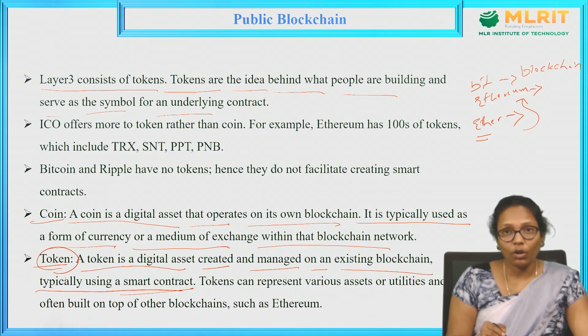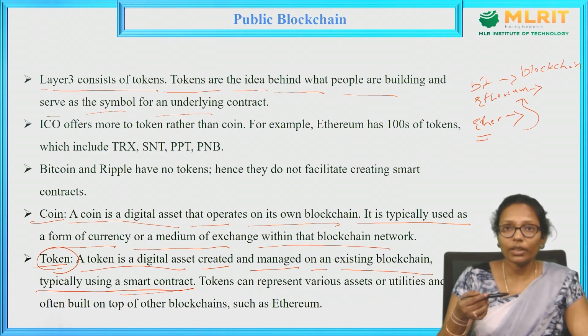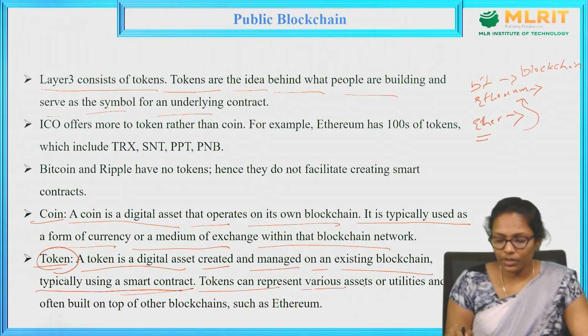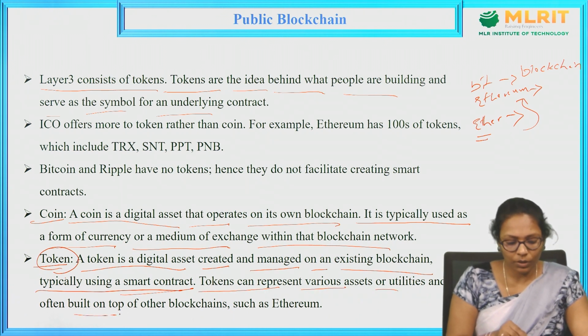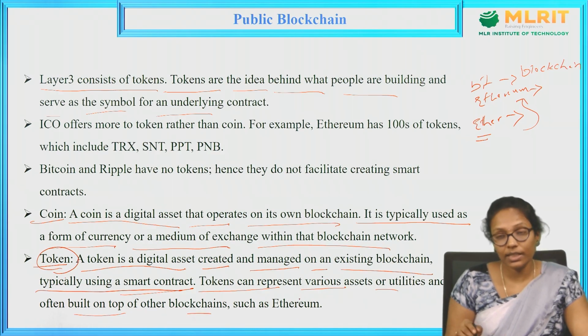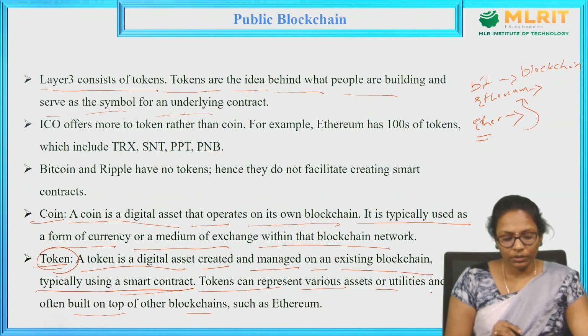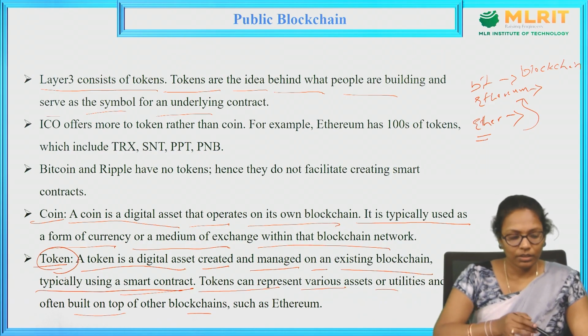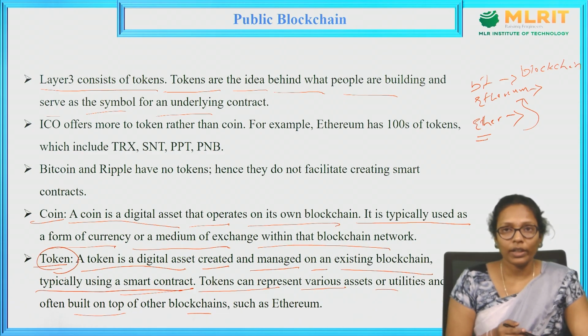We have already discussed the smart contract. It is an automatically executable code present inside the blockchain. Tokens can represent various assets or utilities and are often built on top of other blockchains such as Ethereum. So tokens are not exactly cryptocurrencies, but they are digital assets. This is the main difference between a coin and a token.